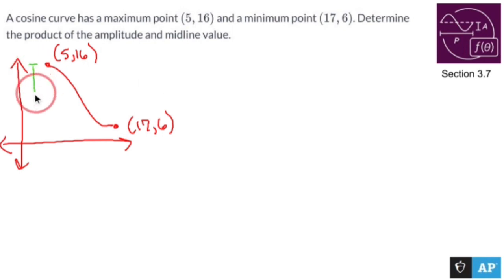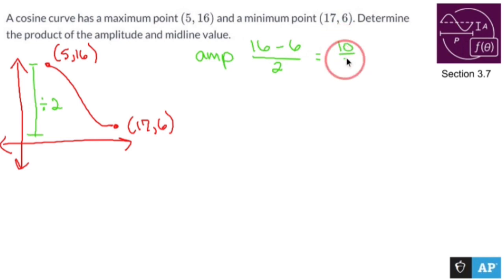Let's take a look at amplitude first. The amplitude is the distance between the tippy top to the very bottom divided by 2. So the tippy top is going to be 16 minus 6 gives me the total height, and then we're going to divide that by 2. So that is going to be 16 minus 6, which is 10. 10 divided by 2 is 5. That's our amplitude. Now our midline is basically a horizontal line that cuts our curve in half.